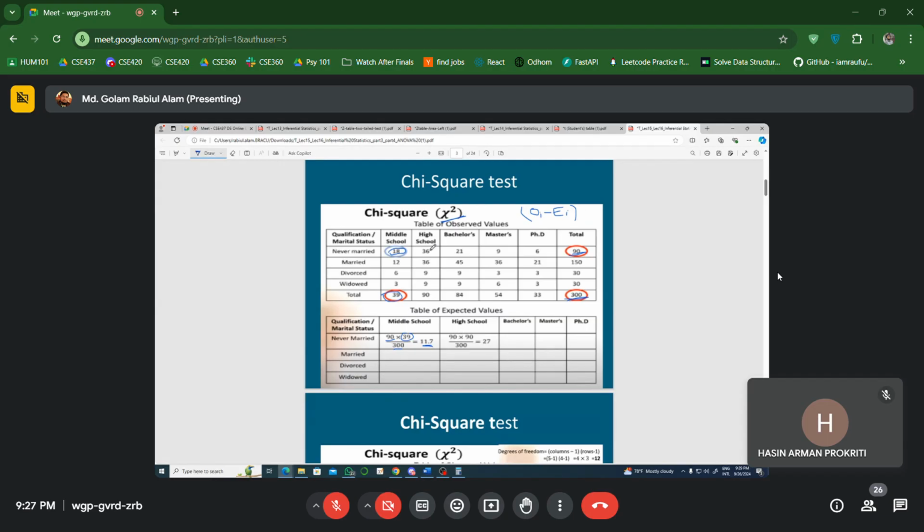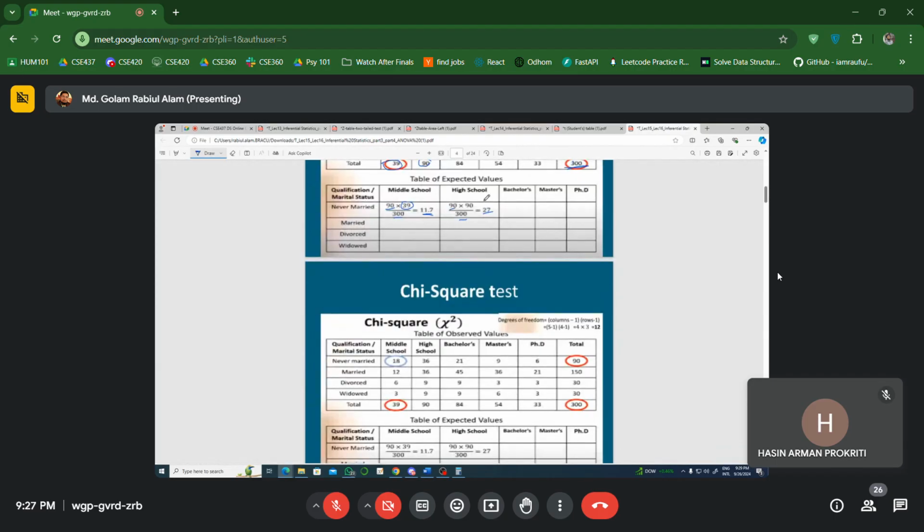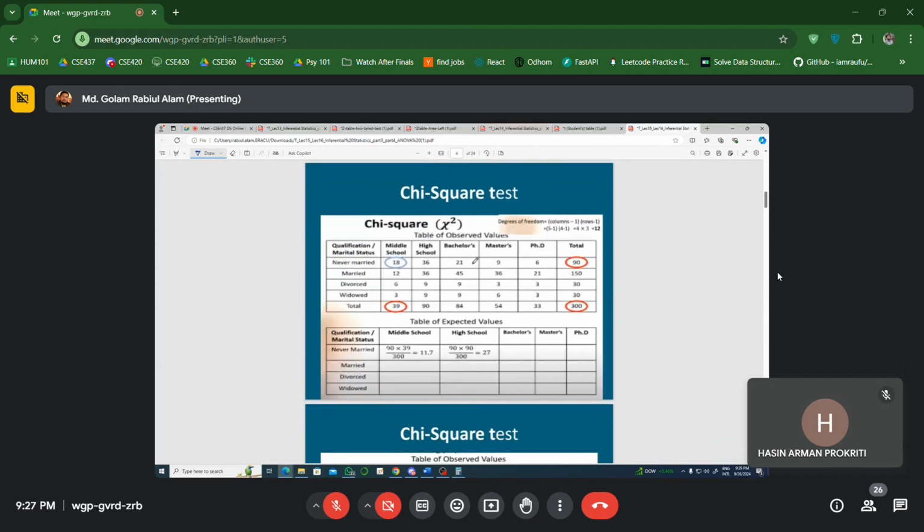Similarly, if we want to find out the expected value for high school never married pupil, it will be 90 by 300 times this 90. Then we will get 27. In this way we can calculate the expected values.